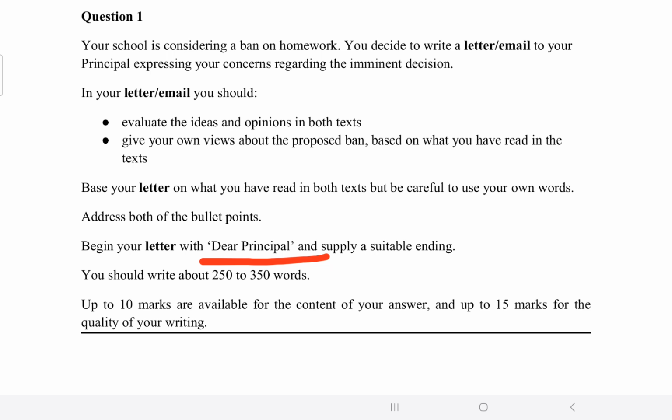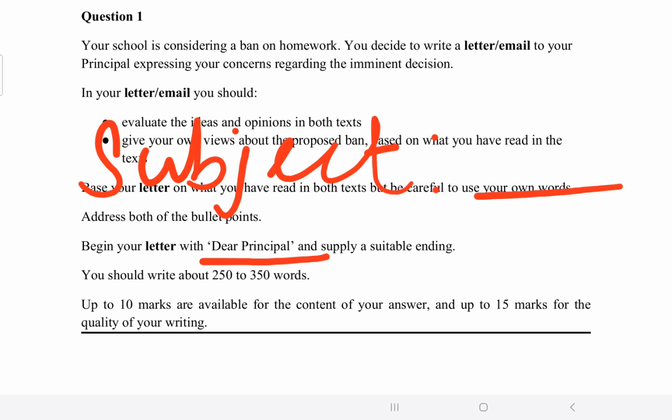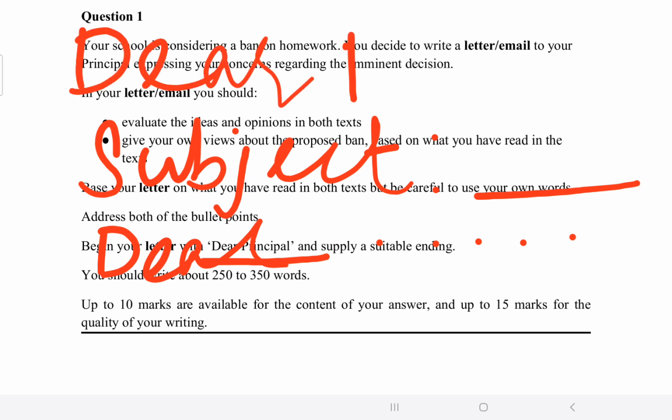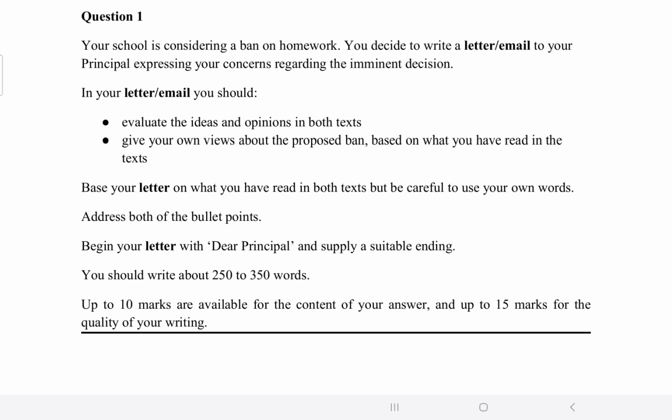There's just one slight difference, that in case of an email you will write the subject line first. Write the subject line first in an email and then write dear principal or dear sir. Whereas in case of a formal letter, you will write dear sir or dear principal first and then you will write the subject line. That's the difference between these two things.